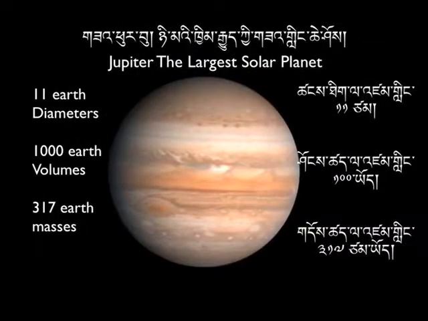There are other planets. Jupiter. Jupiter is 1,000 times the volume of the Earth, 11 Earths across, 300 Earth masses. Down here is a giant storm that Galileo saw in his telescope 400 years ago, still running. That's the biggest planet in our solar system.